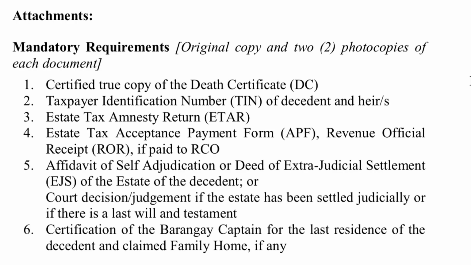Number 2 is the taxpayer identification number of decedent and heirs. Number 3 is the Estate Tax Amnesty return. Number 4 is the Estate Tax Acceptance Payment Form. Katong gisgot na nako kaganina na kung magbayad ka og Estate Tax Amnesty due, bayaran mo siya gamit ning Estate Tax Acceptance Form. Number 5 is the Affidavit of Self-Adjudication or Deed of Extrajudicial Settlement of the Estate of the Decedent, or a court decision or judgment if the estate has been settled judicially or if there is a last will and testament. Number 6, certification of the barangay captain for the last residence of the decedent and claimed family home if any. So, makakuha kag certification sa barangay captain na in that particular barangay ang last residence sa decedent.